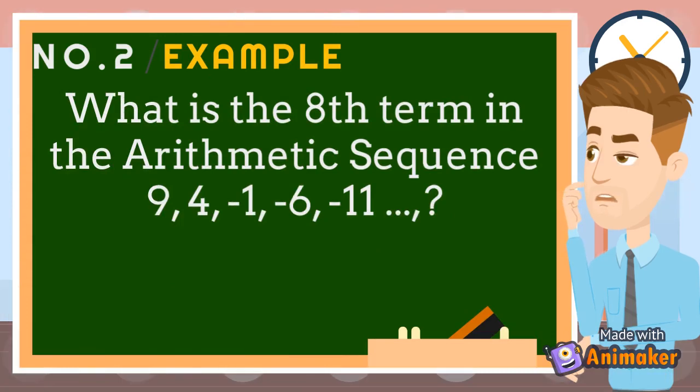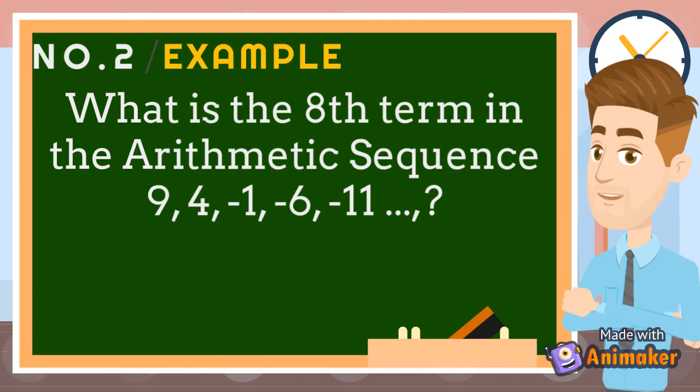What is the 8th term of the arithmetic sequence? 9, 4, -1, -6, -11, and so on. A decreasing one, right? Meaning to say, our common difference here must be negative.